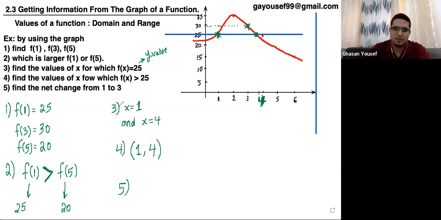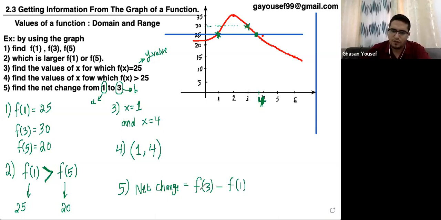Exactly, f of b minus f of a. This is my b, and this is my a. So the formula, the net change, equals f of 3 minus f of 1. So for f of 3, you have to graph like the first part, find f of 3.